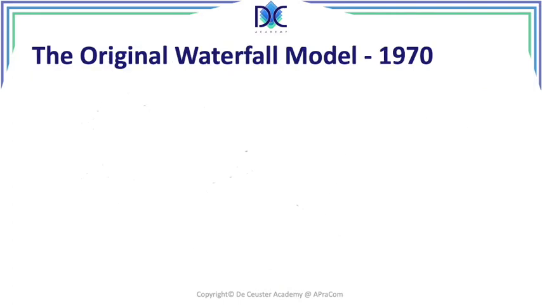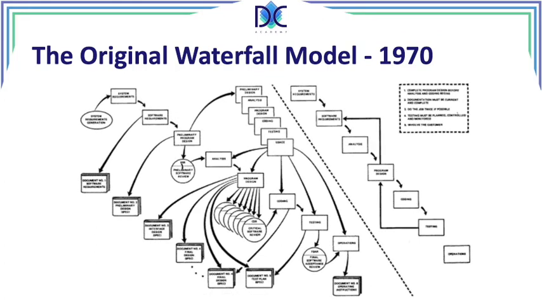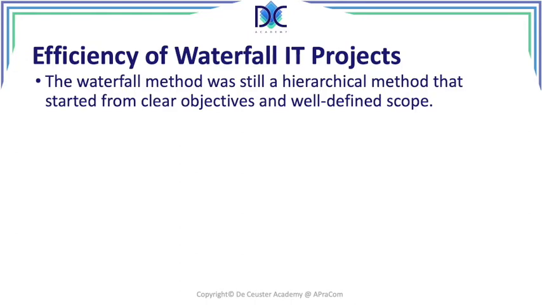When we look at the original waterfall model, you see that there are a lot of iterations going through it. And we go through all these cycles, and at the left-hand side, you see all the different loops and recurrences that have been identified, while on the right-hand side, you see the different steps that look like the waterfall project management methodology. Now, the waterfall method is basically a hierarchical method that started from clear objectives and a well-defined scope.